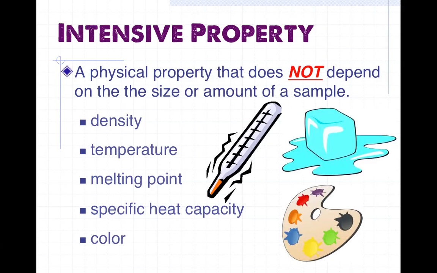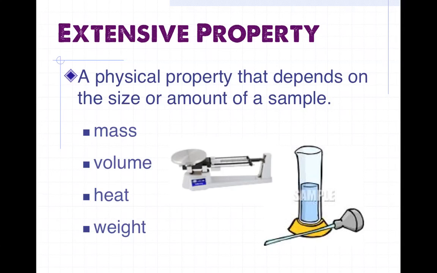Remember on your test the question about density. If I chop a block of wood in half, the density of each half does not change. Temperature also does not depend on how much of something I have. Melting point, specific heat, color. If I break a board in half, the color is not going to change. The color will stay the same. So color is another intensive property. It does not depend on how much I have. So obviously, extensive is going to be the opposite. A physical property that does depend on how much I have is extensive.